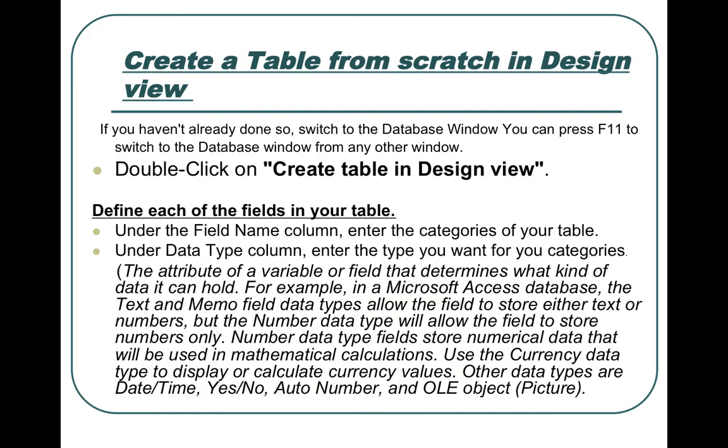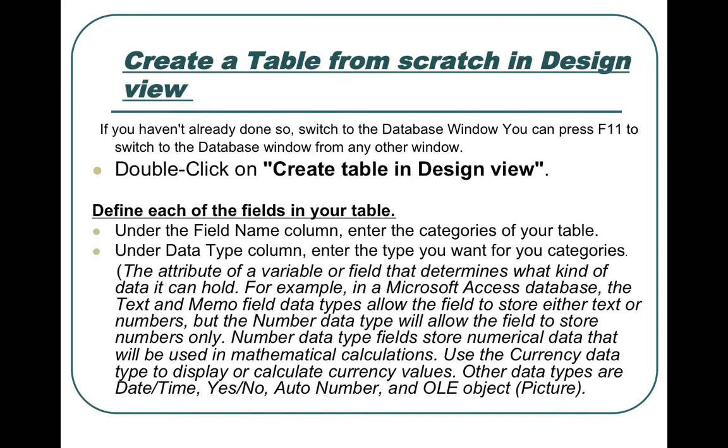If you are going to create a table from scratch in the design view, what you'll want to do is, under the field name column, enter the categories for your table. And then make sure under your data type column that you select the correct field. Now this is going to have multiple different options.